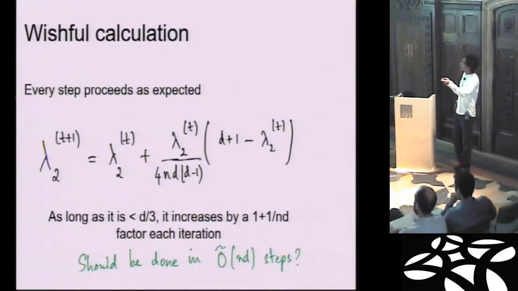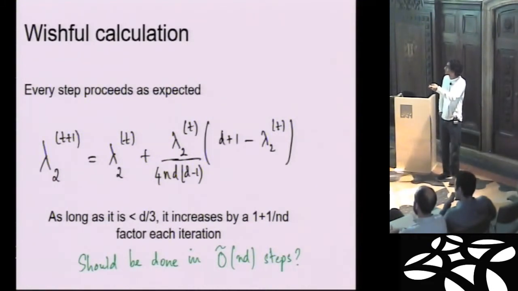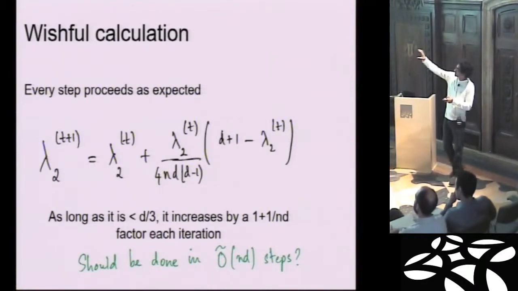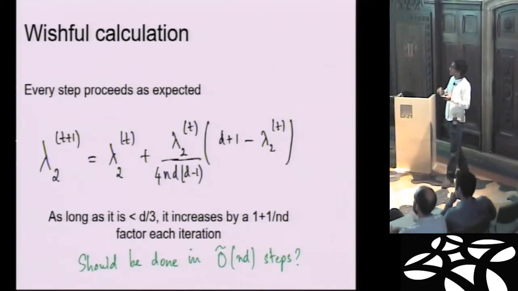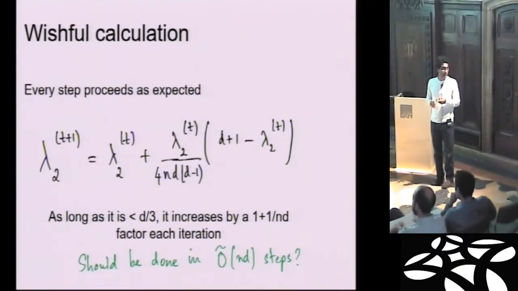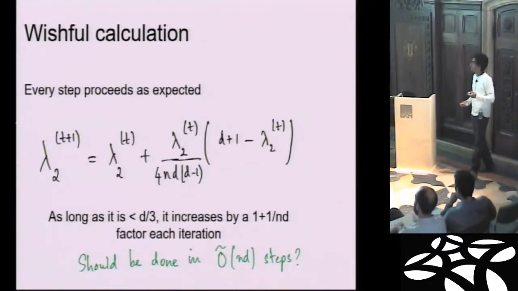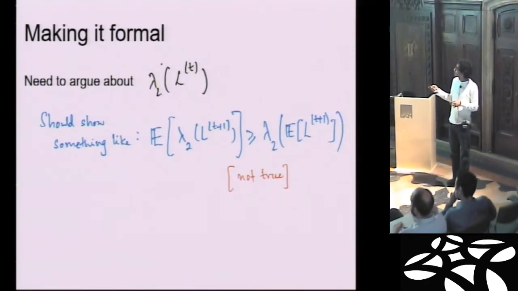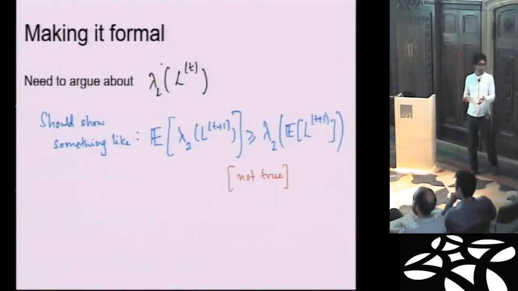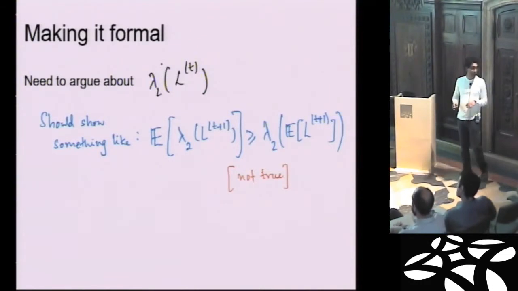But as I said, this is just wishful calculation. This is only the evaluation of the lambda 2 for the expected matrix, so this is not quite how the matrix evolves. We really need to argue about the expected value of lambda 2, not the lambda 2 of the expectation. And it turns out these two are not related in this nice way. The opposite turns out to be true.